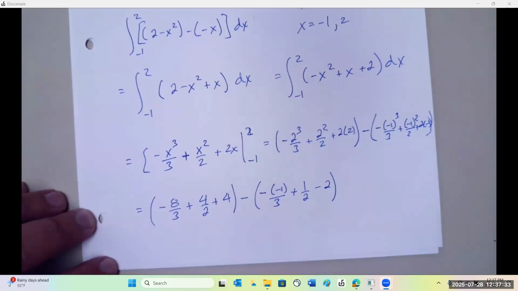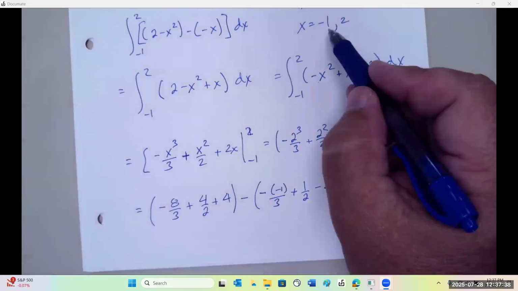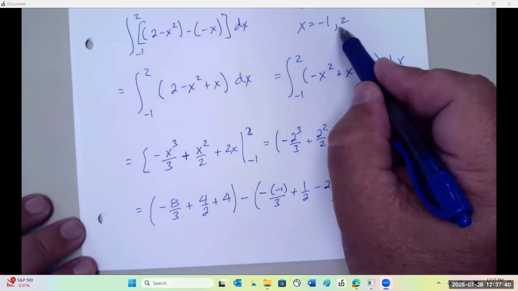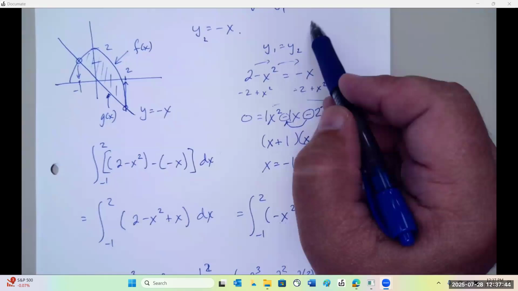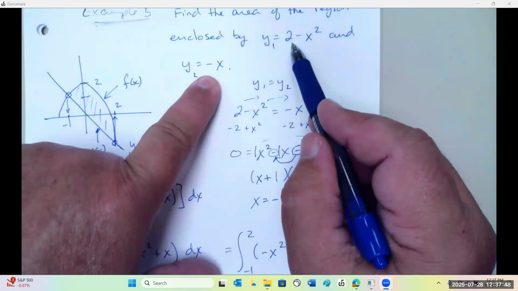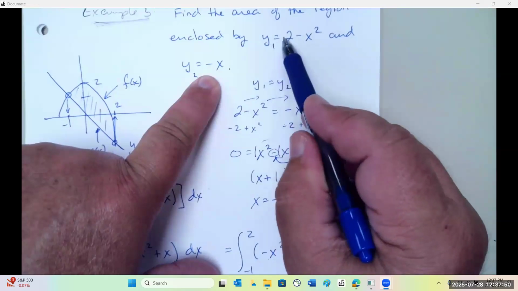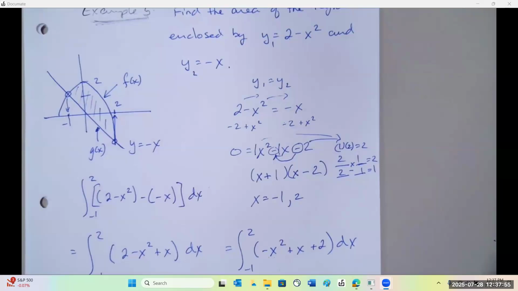Yes. Or if you don't want to graph it, once you find the bounds, you could pick a point between there. Like I would take a value of 0 and plug it into both of them. I'd have 2 here and 0 here. So this one's higher because at 0, this one's higher, and the functions are not going to change beyond that.